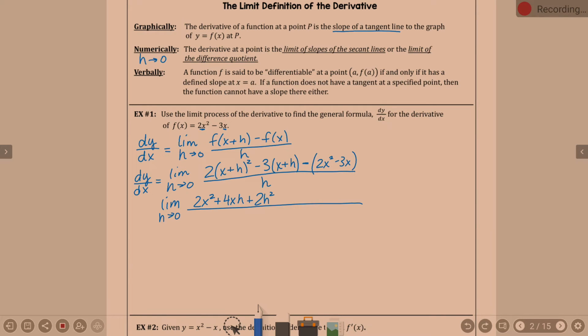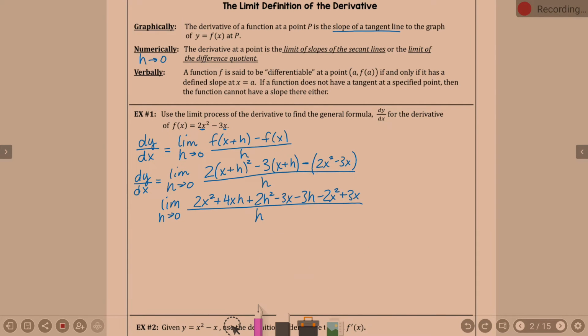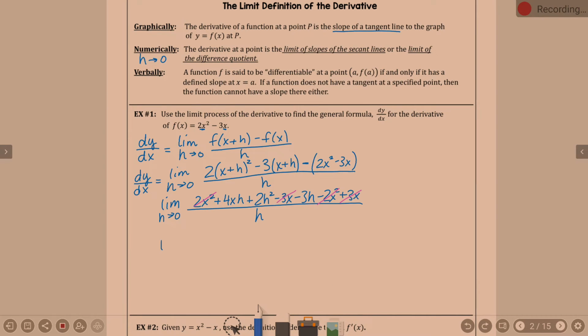Then minus 3, minus 3x minus 3h. Minus 2x squared and plus 3x. And this is where we pray that big things happen, right? 2x squared minus 2x squared, minus 3x plus 3x. And that's it, but everybody has an h left, don't they? So that gives me confidence that I didn't mess up.